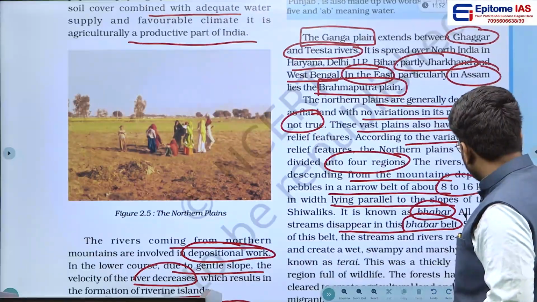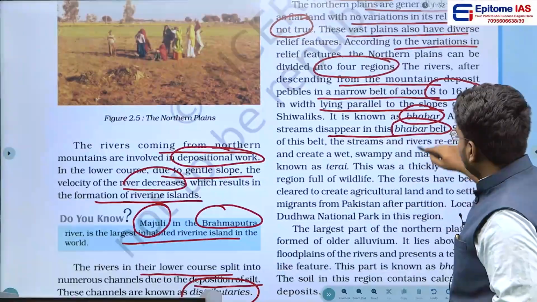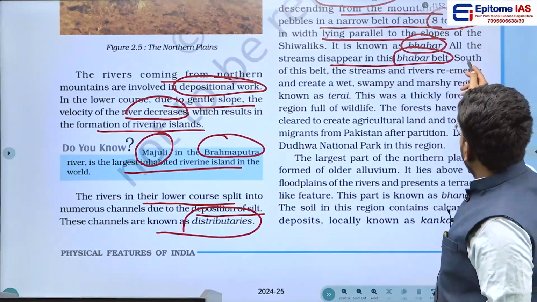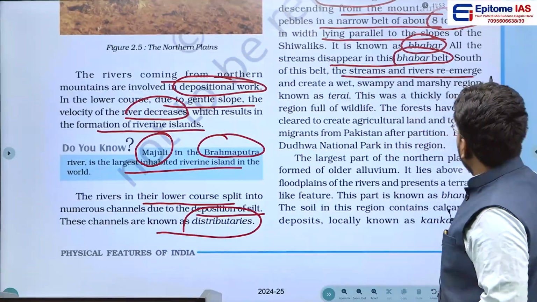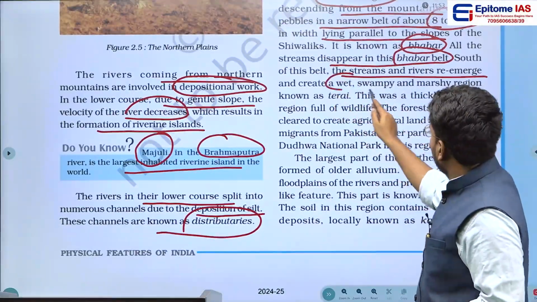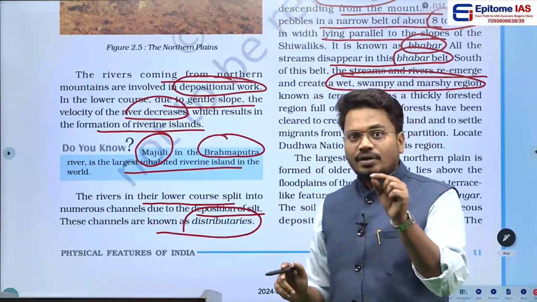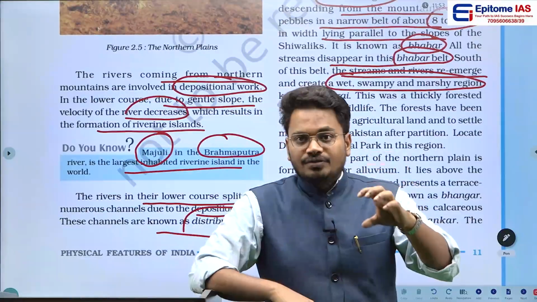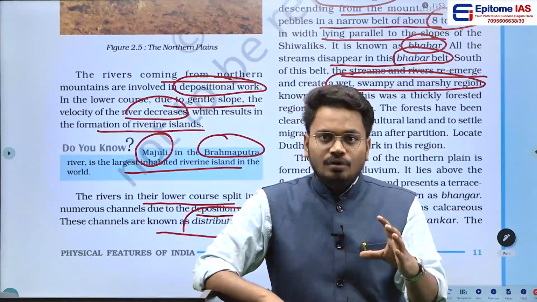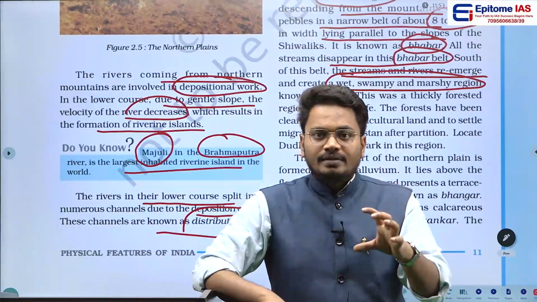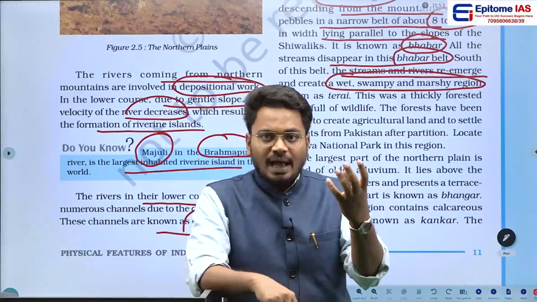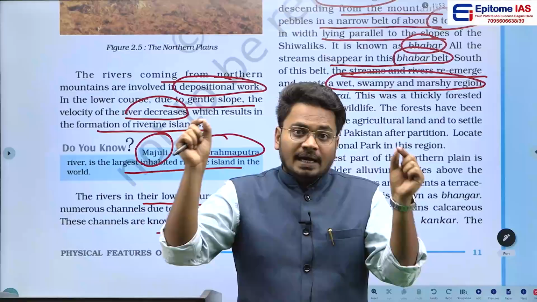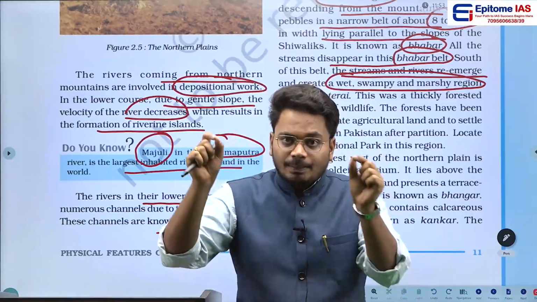Now if you move to the southern side of this belt, Bhabar, there is one more belt that has been formed. So what is that? South of this belt, the streams and rivers re-emerge and create a wet, swampy and marshy region. This is also an important point here. To the southern side of these Shivaliks, we have seen the formation of Bhabar. Bhabar is a narrow zone where all the deposition activity is happening. The width would be up to 8 to 16 kilometers. It might vary at different places.